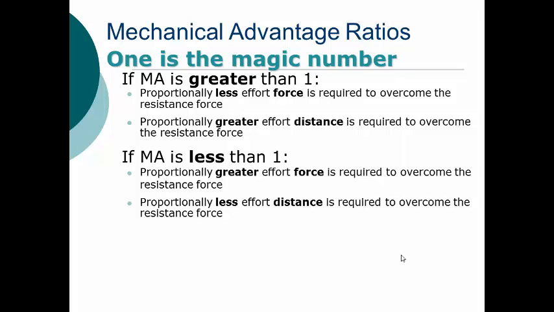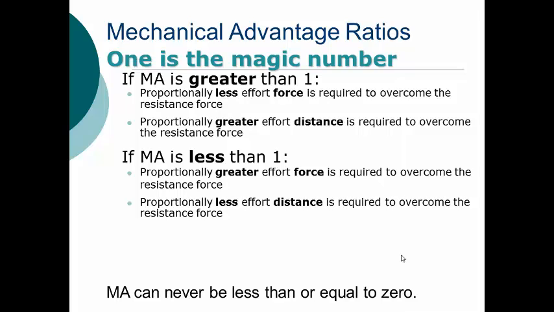Now, you can also have a mechanical advantage less than 1. If the mechanical advantage is less than 1, that means proportionally there was a greater effort force required to overcome any resistance force. If you have a greater force, that means you're going to have proportionally less effort distance required to overcome the resistance force. And there are some simple machines where even though we have a mechanical advantage less than 1, we need that smaller effort distance to do the task.